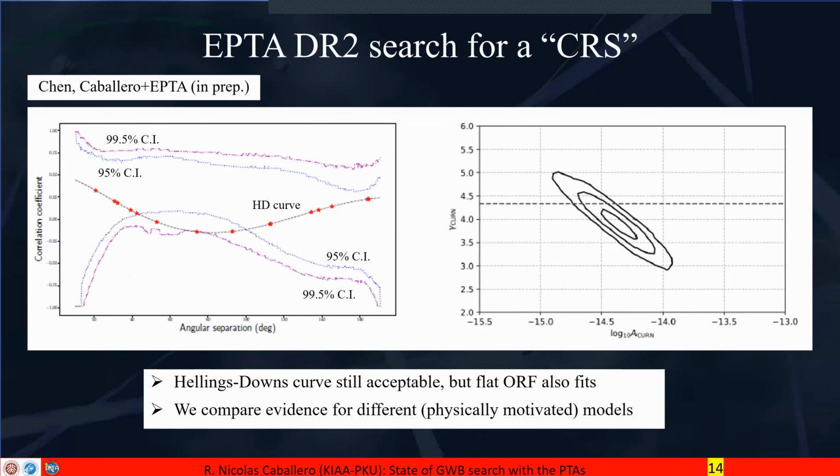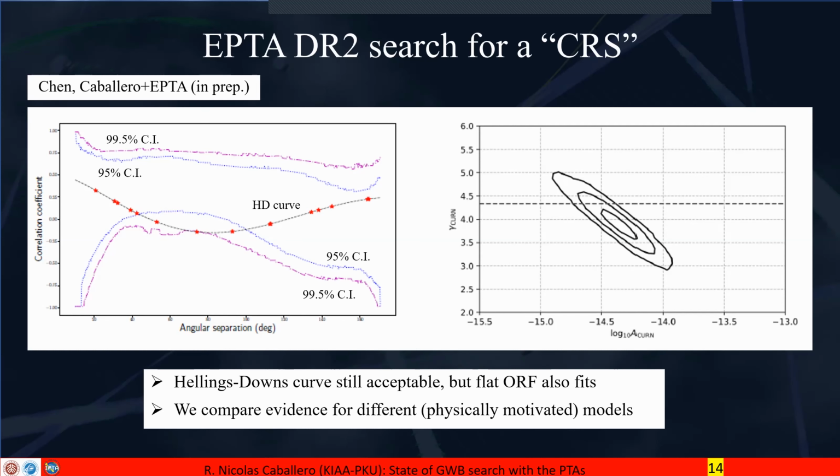So let's see how this signal looks. When we search in general for this common red signal in the data, using a single power law as described by the strain of the background, we have on the right the spectral properties for the spectral index gamma and the log amplitude. And on the left, we see our measurement of the overlap reduction function. We see here the 2 lines that show the 95 and 99.5% confidence intervals.